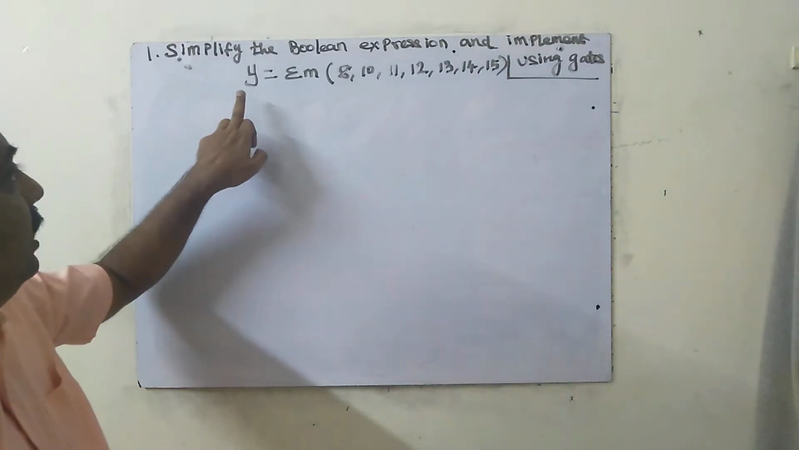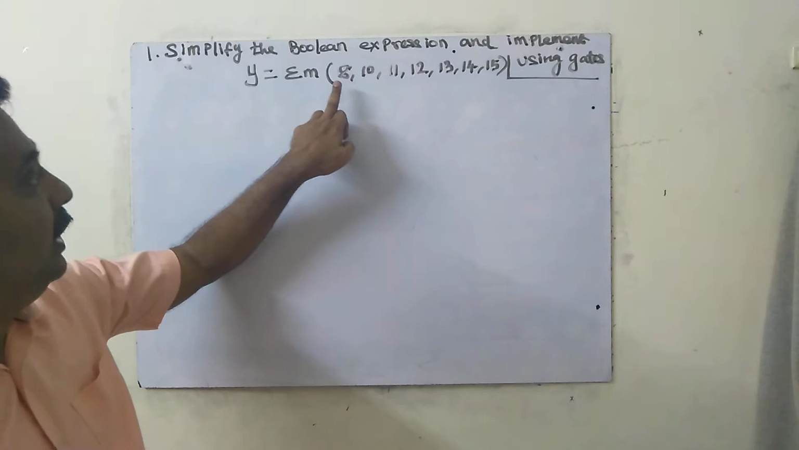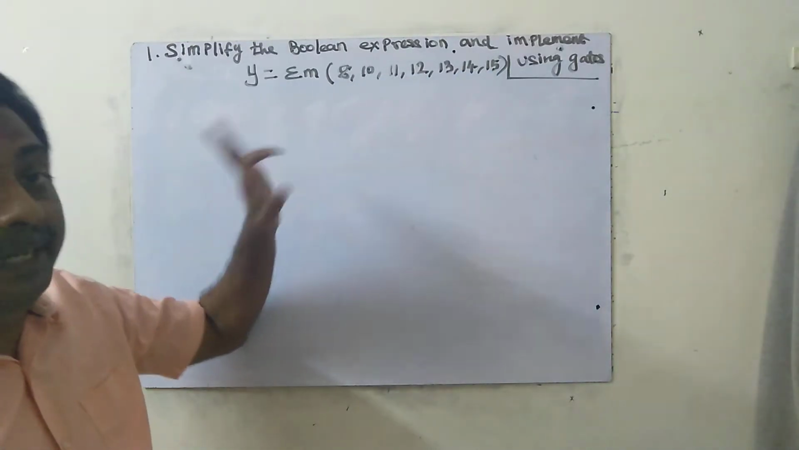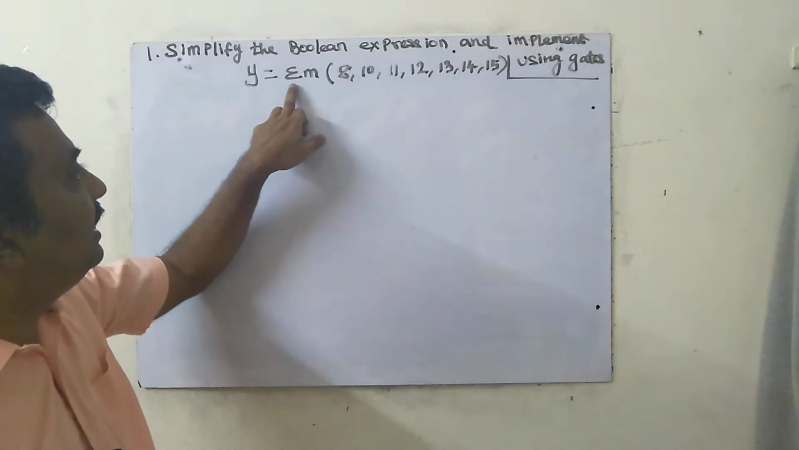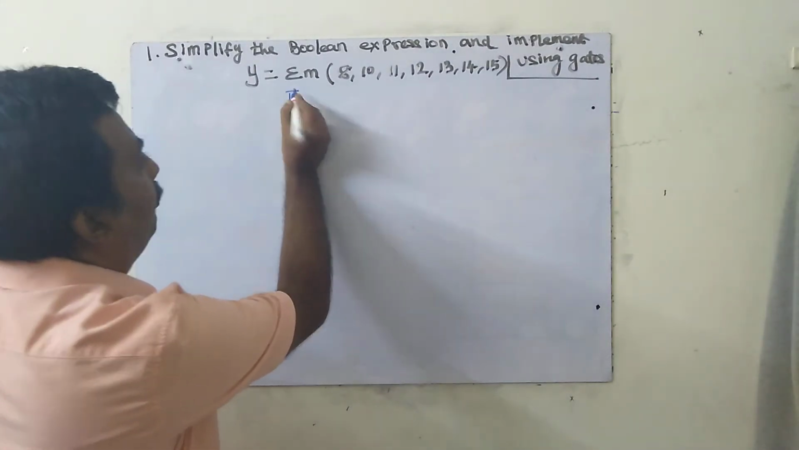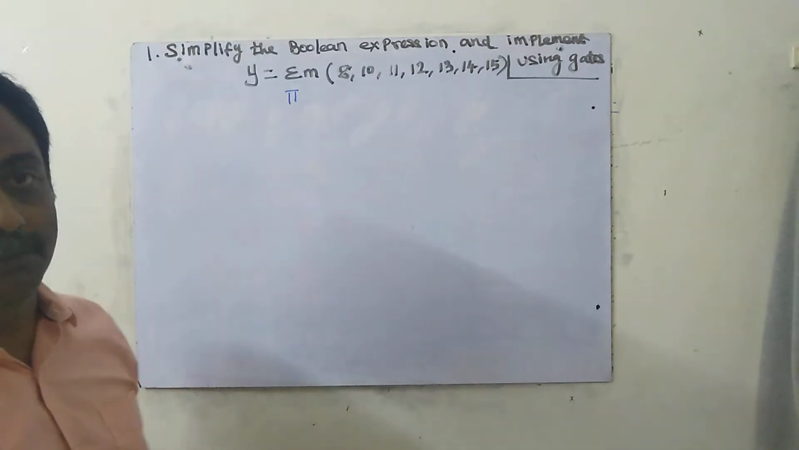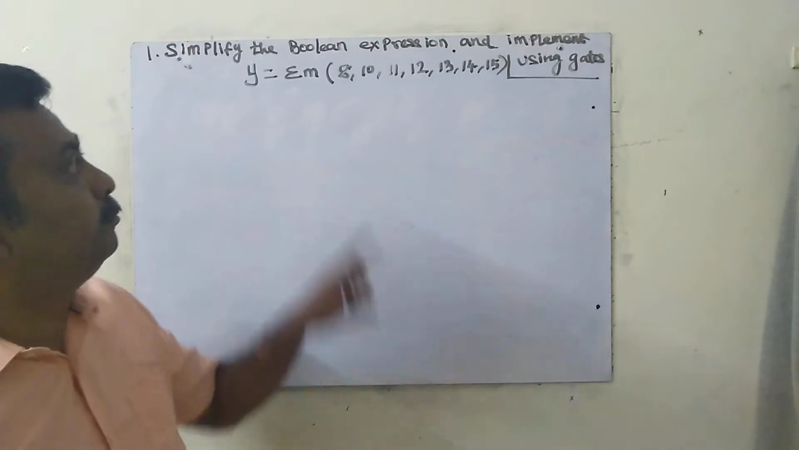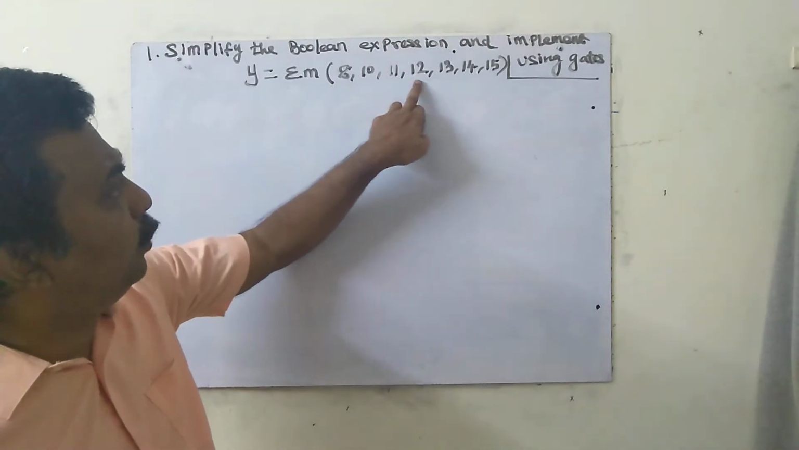What is the Boolean function? Y equal to sigma m of 8, 10, 11, 12, 13, 14, 15. What is the meaning? Is it given as min term or max term? Here, if it is sigma, it is min term. If instead of sigma they gave pi, that is called max term. So here they have given sigma, and sigma means min term: 8, 10, 11, 12, 13, 14, 15.